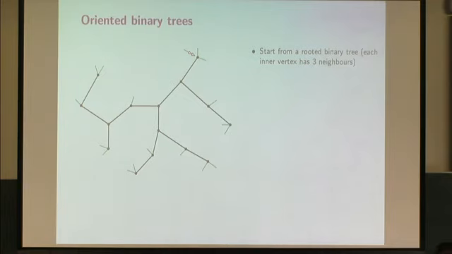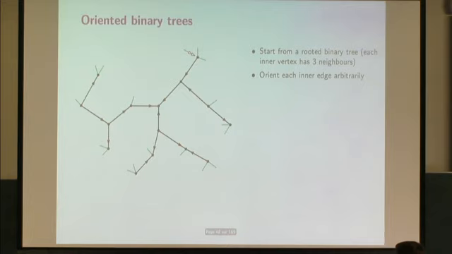Okay, so this may not be the most intuitive way, but it's the fastest way to introduce it. So let's do it. We start from a rooted binary tree, where all the inner vertices have degree 3, and I color in green the edges between an inner vertex and a leaf, like that.